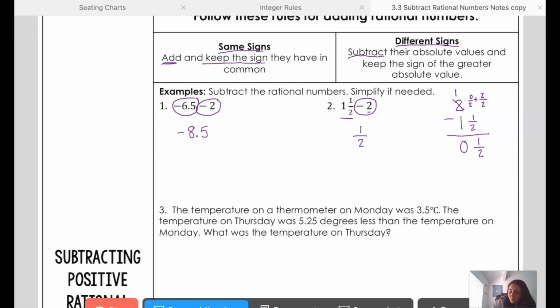And our larger number is 2, which is negative, so my answer is negative. So final answer is negative 1/2. Now you don't have to write out the subtraction like I did on the right. You can think about it logically, right? 2 minus 1 is 1. And then minus the 1/2, 1 minus 1/2 is 1/2. So it's up to you how you want to write out that subtraction.